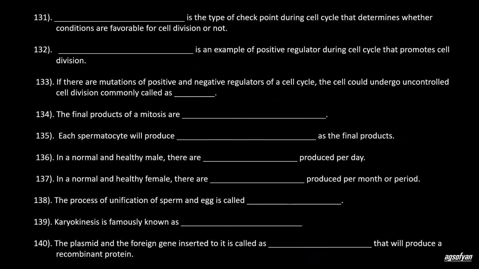Okay, for 131 to 140, it's going to be fill in the blank. Blank is the type of checkpoint during cell cycle that determines whether conditions are favorable for cell division or not. Okay, what checkpoint is that? You have G1 checkpoint, you have G2 and M checkpoint. So this one should be the G1 checkpoint.